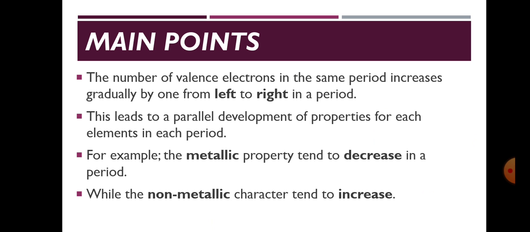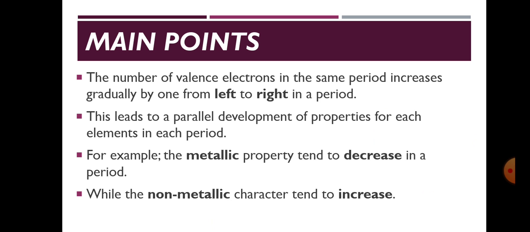For example, the metallic property tends to decrease in a period while the non-metallic character tends to increase. The metallic property means the elements are classified as metals, and these elements can lose their valence electrons; they are electropositive metals or electropositive elements. So when we are moving from left to right, the metallic property tends to decrease while the non-metallic character tends to increase.